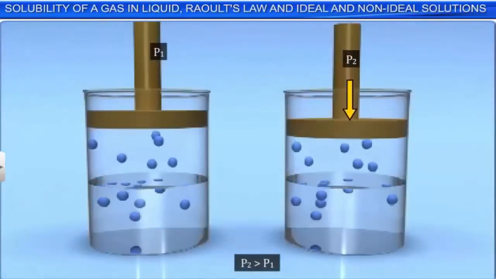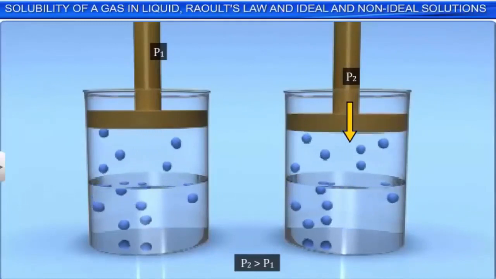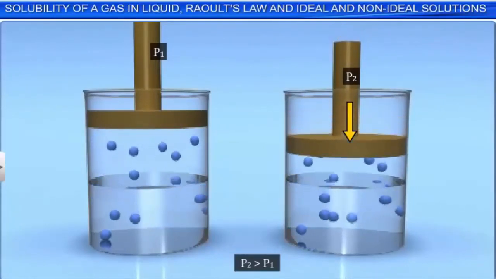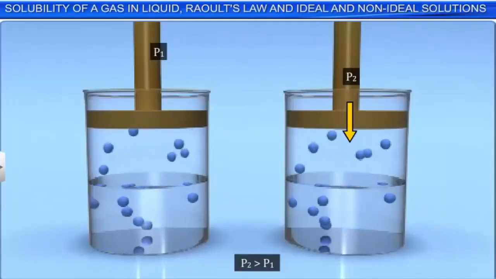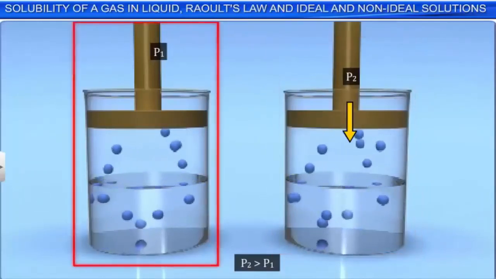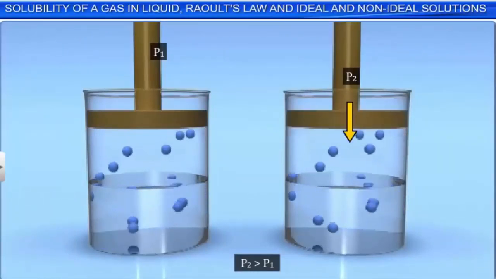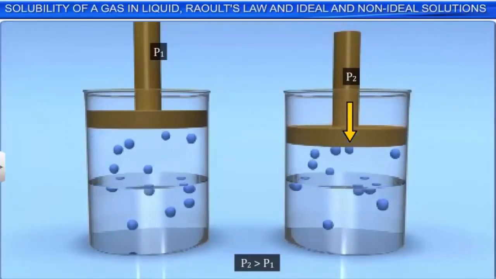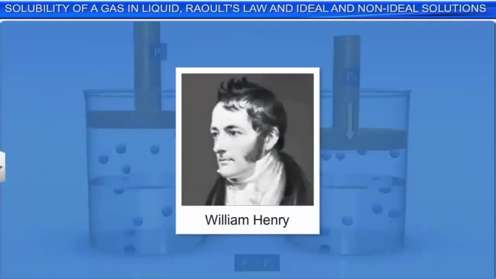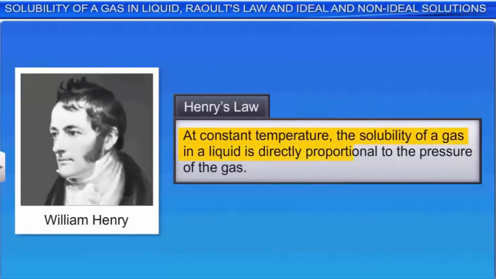An increase in pressure results in more molecules of the gas striking the surface of the liquid and entering the solution in a given time. Therefore, at high pressure, more gas dissolves in a given volume of liquid than at lower pressures. This proportionality of the solubility of a gas to pressure was first proposed in 1800 by William Henry and is known as Henry's law. The law states that at a constant temperature, the solubility of a gas in a liquid is directly proportional to the pressure of the gas.